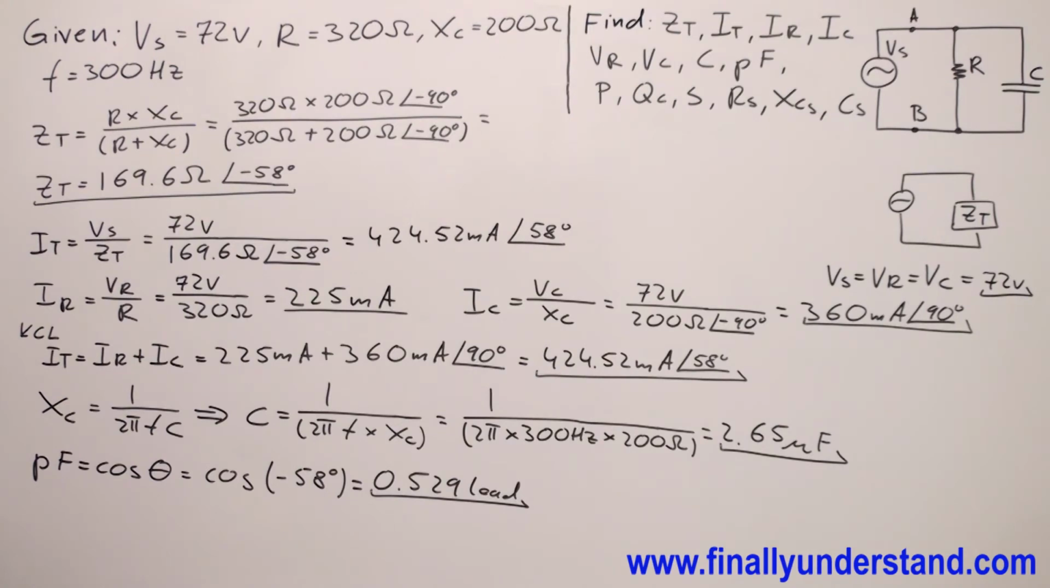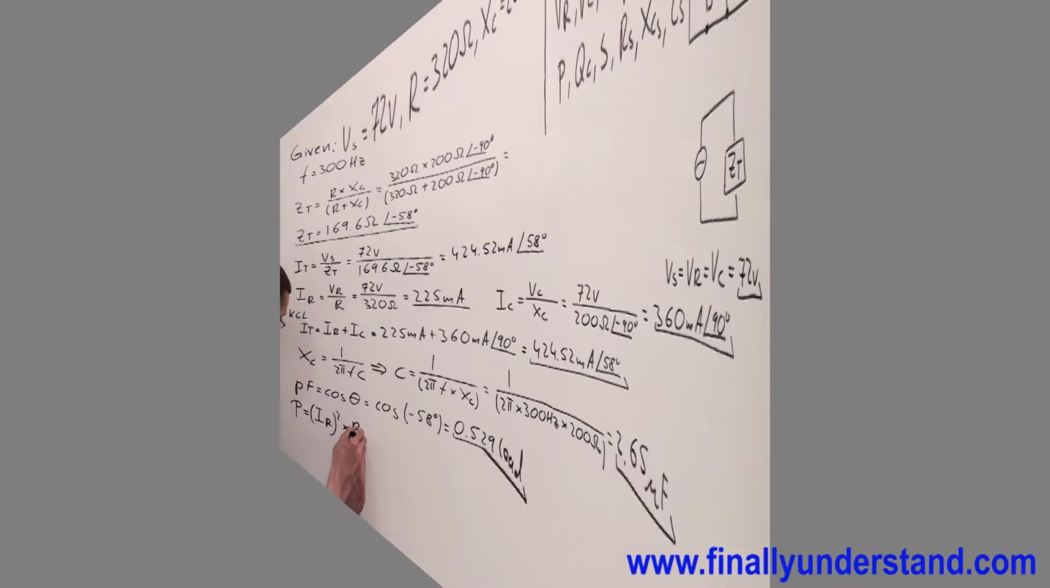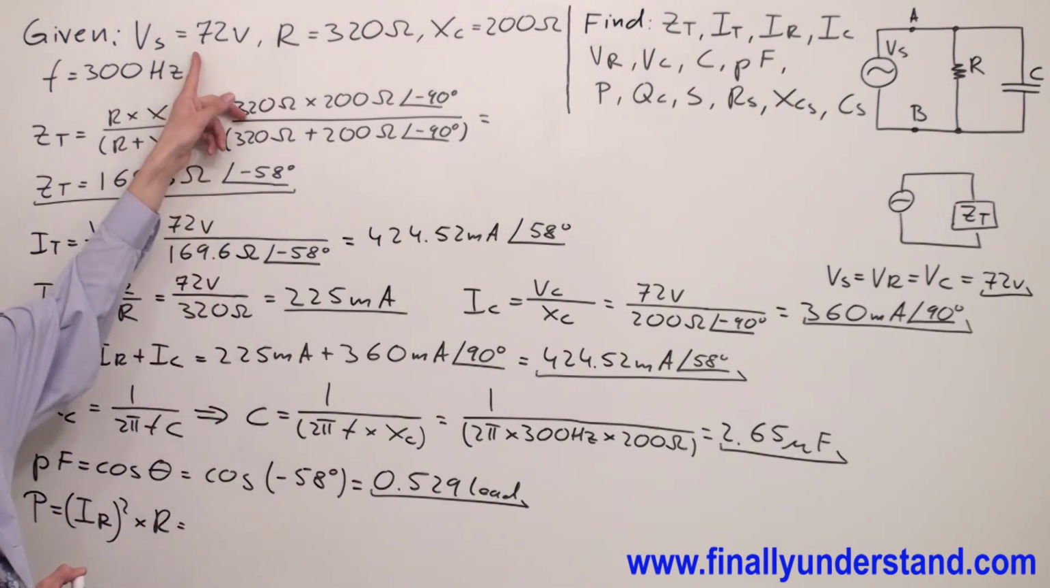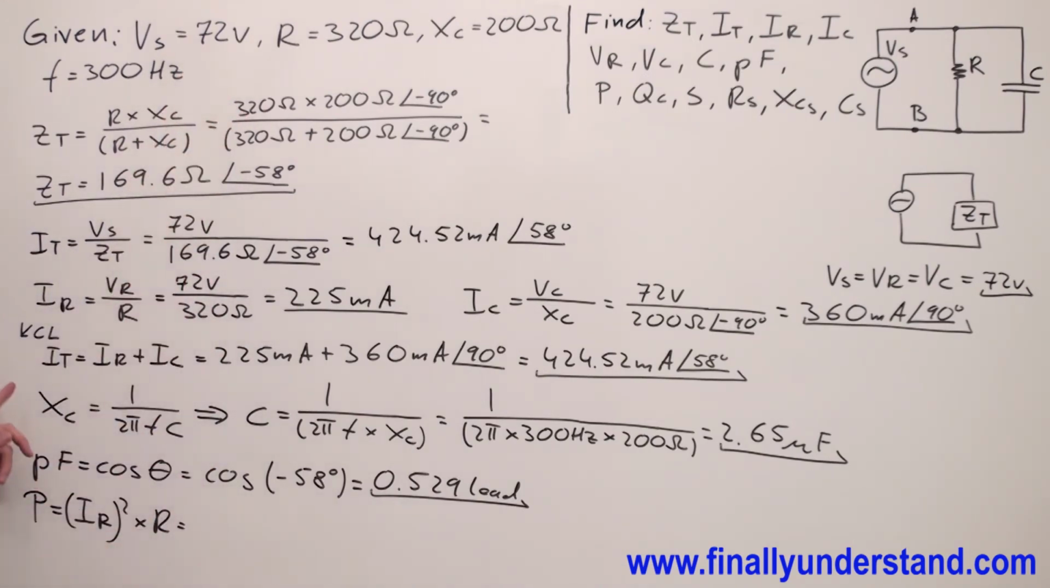Next, we're supposed to find the true power. P true is equal to I_R square times resistance. Someone can ask why we don't have 1/2 over here, because we said that we're going to deal with RMS voltage. This is RMS voltage. That's why our currents are also RMS. And anytime we're calculating the power using RMS values, we're not supposed to put 1/2.